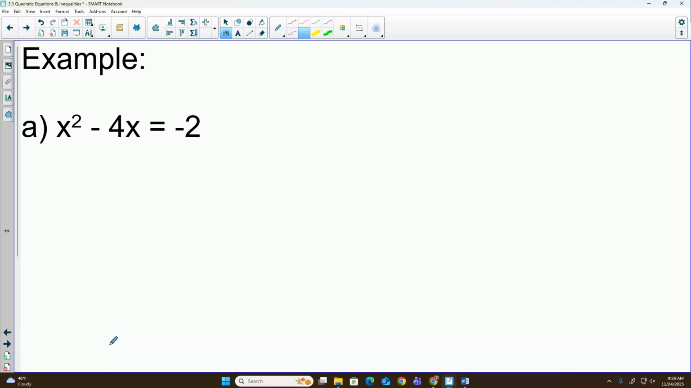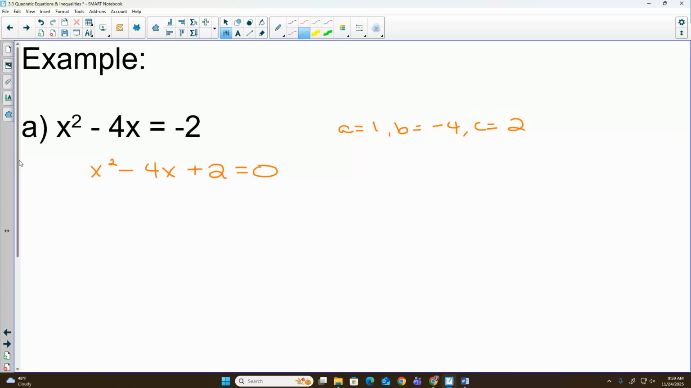So if I asked you to solve this quadratic equation, what should we do first? It has to be equal to 0 to start with. So now my A value is what? 1. B is -4, and C is 2.